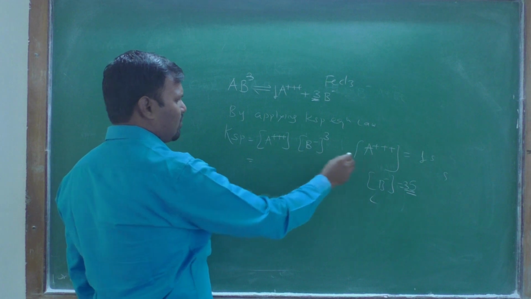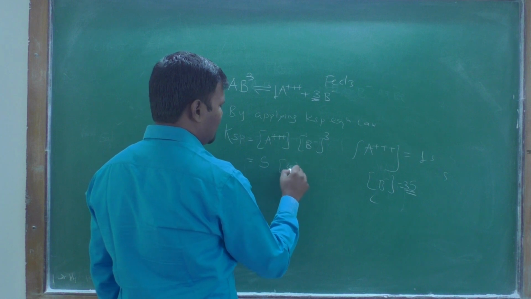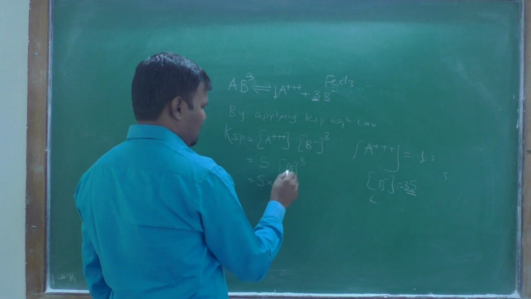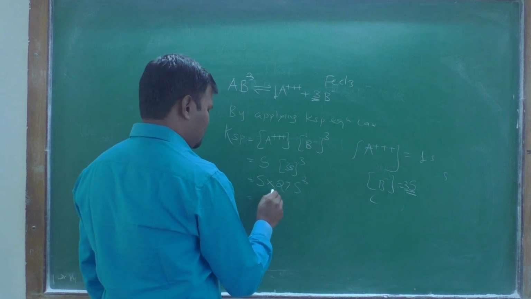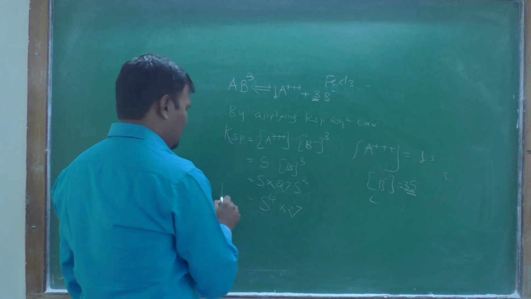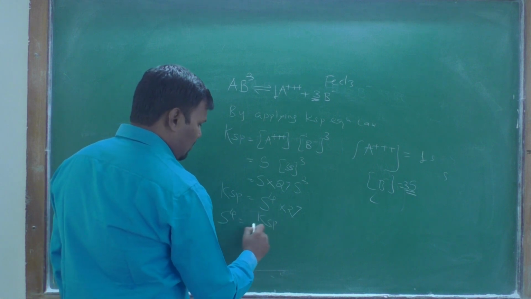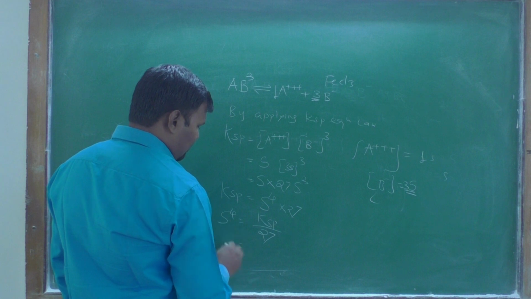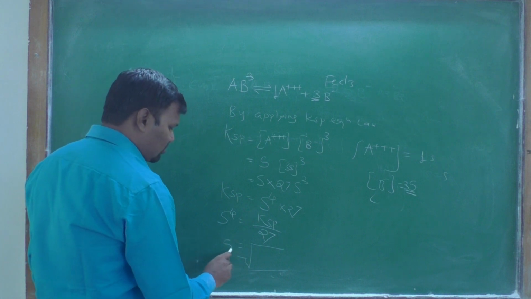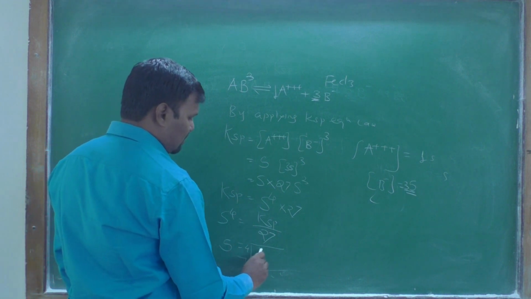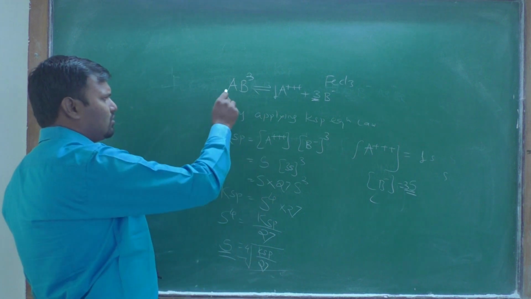By putting the values, for A+++ it is S, and for B- it is 3S raised to 3. Therefore S into 27 S cube, that is S raised to 4 into 27, is Ksp. S raised to 4 is equal to Ksp upon 27. Then taking the fourth root, S is the fourth root of Ksp upon 27, which gives the solubility for the salt type AB3.